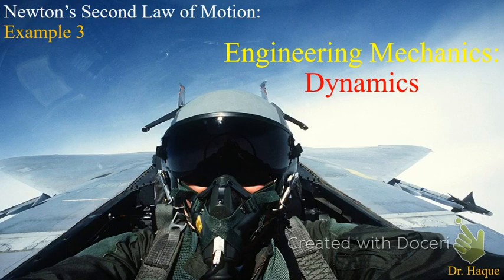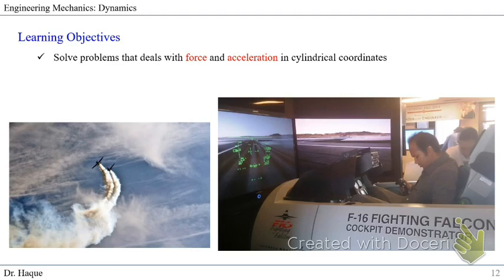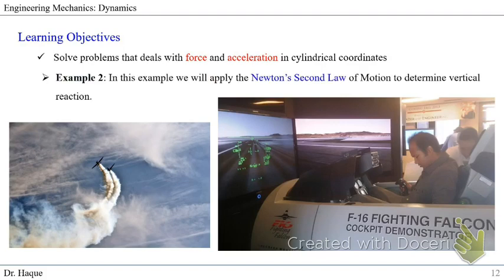So let's see what our learning objective is. Solve a problem that deals with force and acceleration, of course, because we're going to use Newton's second law of motion, and of course we're going to use the cylindrical coordinate system. In this example, we're going to use Newton's second law of motion to determine the vertical reaction of the seat onto the pilot.